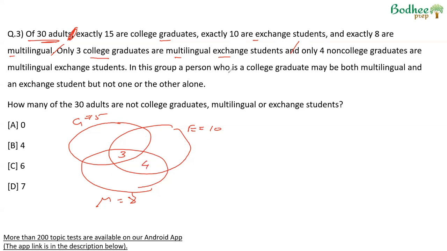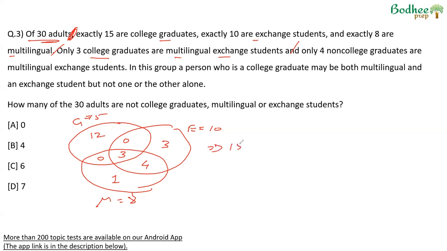In this group, a person who is a college graduate may be both. So a college graduate may be exchange and multilingual, but will not be one or the other. So graduate being exchange is 0, graduate being multilingual is 0. Therefore, number of people who are only college graduates will be 15 minus 3, which is 12. 4 plus 3, 7 minus 10. This is 3. 4 plus 3, 7 minus 8. This is 1.